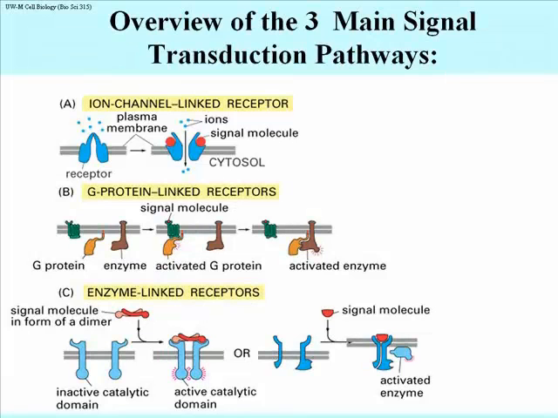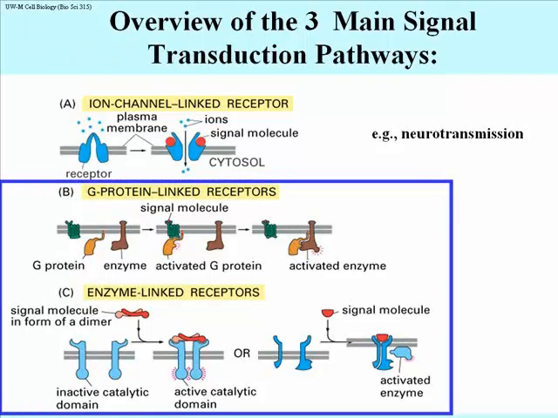Here from your textbook are three main pathways for signal transduction, officially defined as the process of getting an extracellular signal inside the cell when the signal molecule itself cannot cross the membrane. The first one is ion channel linked receptors, which are characteristic of neurotransmission, as we've already seen. In this module, we're going to focus on signal transduction by G-protein and enzyme-linked receptors.